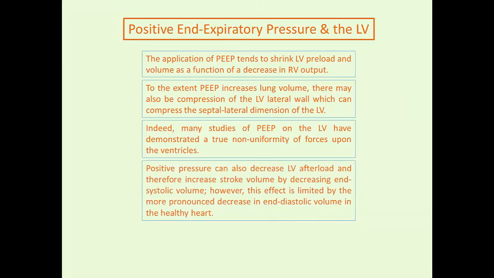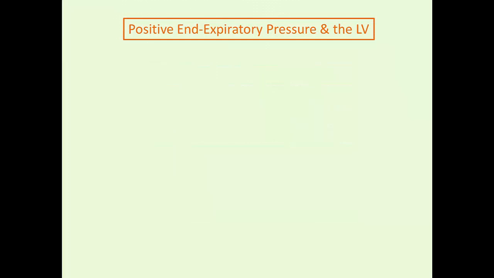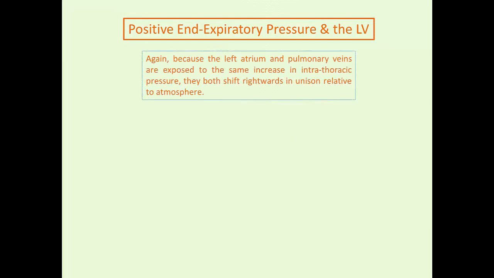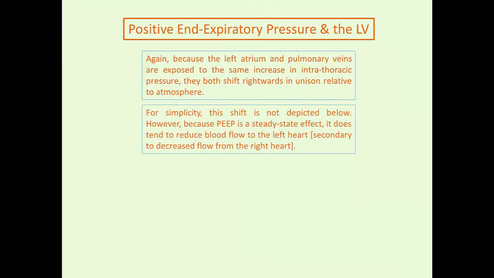Positive pressure can also decrease the LV afterload and therefore increase stroke volume by decreasing the end-systolic volume, but this effect is really limited by the more pronounced decrement in end-diastolic volume in the healthy heart. Again, to reiterate, the left atrium and pulmonary veins are exposed to the same increase in intrathoracic pressure, so they both shift rightwards in unison relative to atmosphere with the application of PEEP.